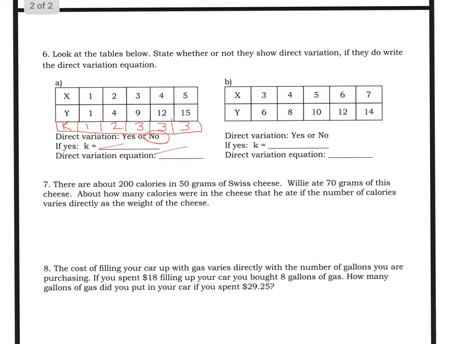If I do B, in order to determine that it's a direct variation, I'm going to go ahead and add an extra row and call that k. And how I find k is I do y divided by x. So y divided by x, 6 divided by 3 is 2. Y divided by x, 8 divided by 4 is 2. Y divided by x is 2, and it's 2 for the rest. So, yes, a direct variation exists. K equals 2. So my equation is y equals 2x.